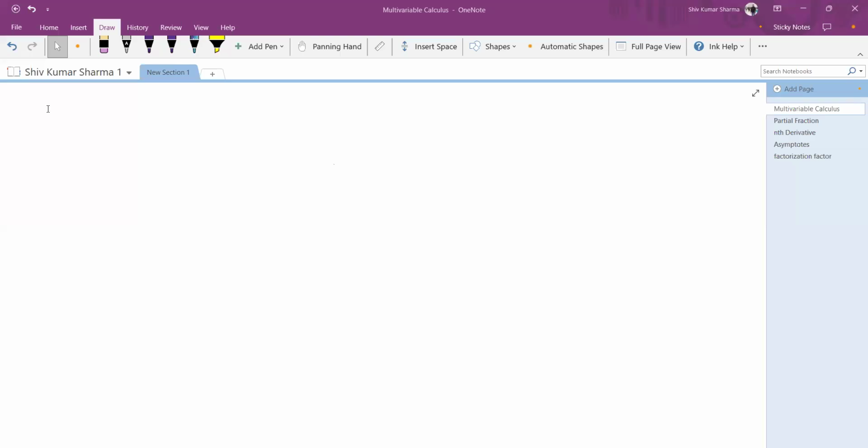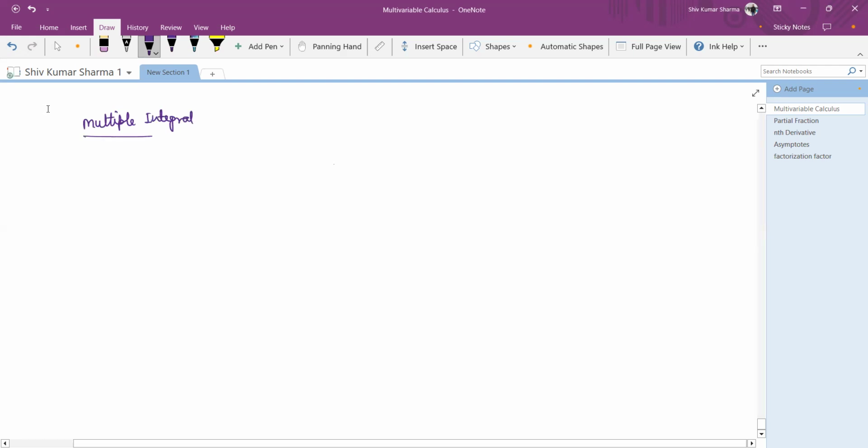In differential calculus, we study one independent variable and more than one independent variable. In a similar way we have integral calculus. We already studied the definite integral. This is the extended form of the definite integral, that is called multiple integral, and we can say the repeated integral.